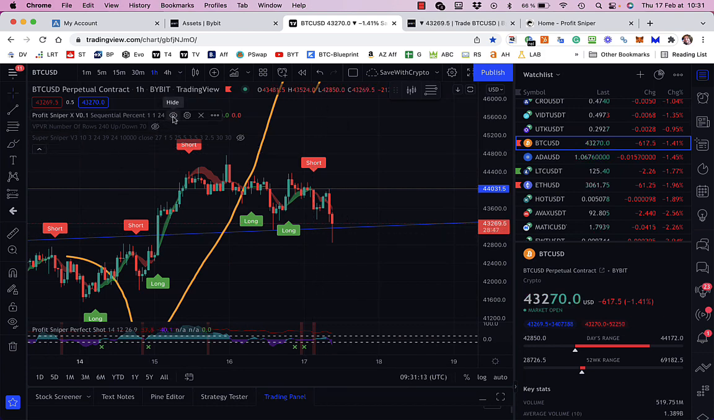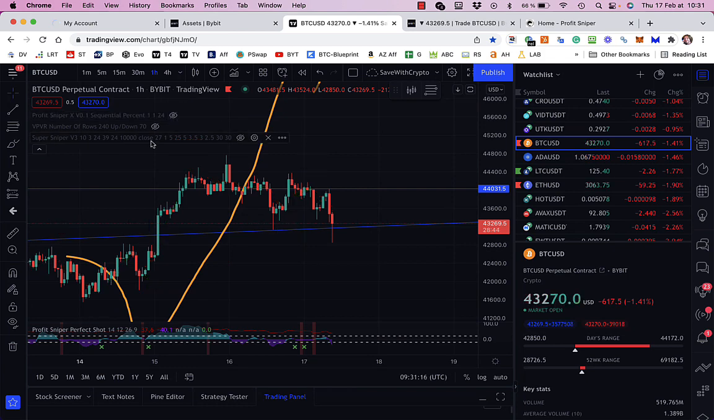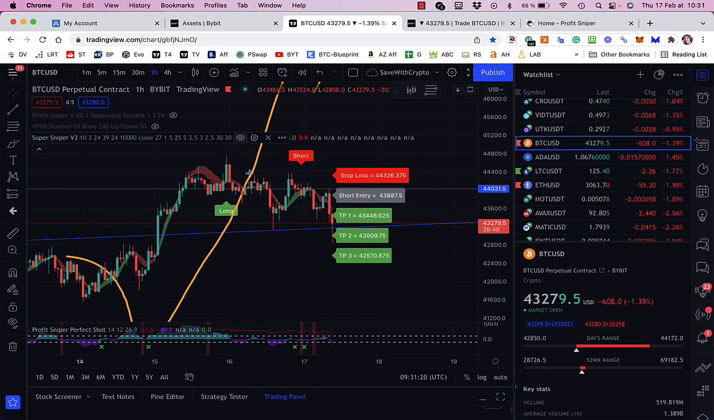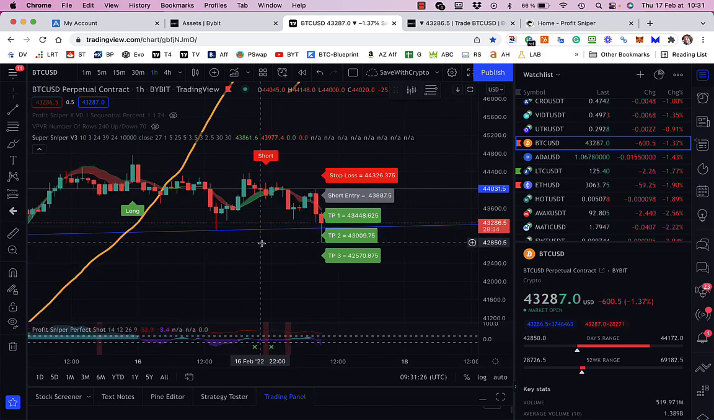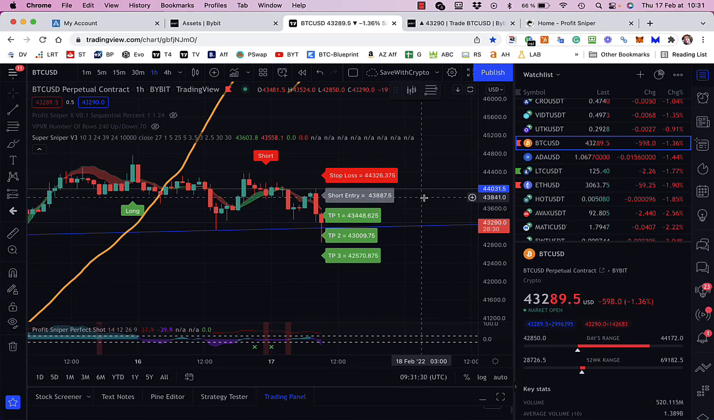There's actually quite a lot of indicators with Profit Sniper. And then there's this new one called Super Sniper version 3. And this one almost gives you a trade to do. This would have been a short then. And I didn't take it because I'm actually in a long at the moment. That would have been a really beautiful short, wouldn't it? You could have made a nice bit of money very, very quickly then.